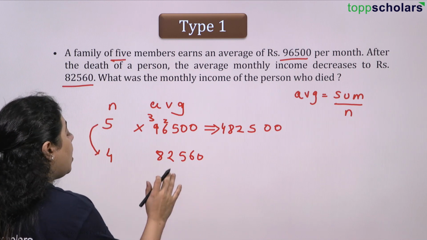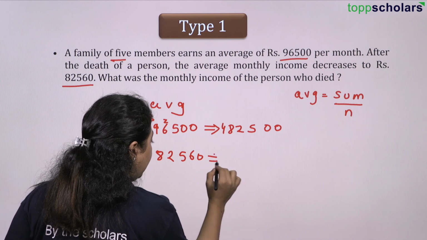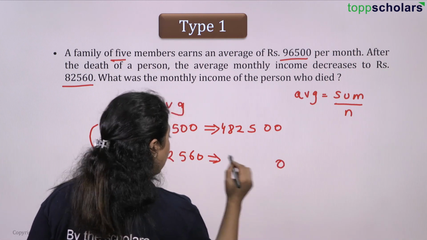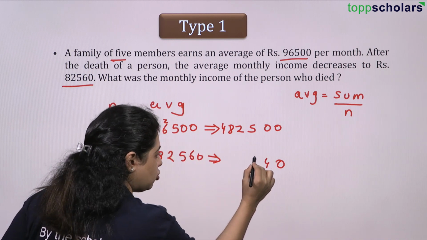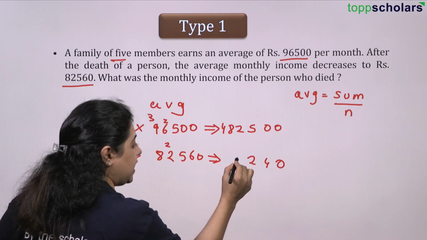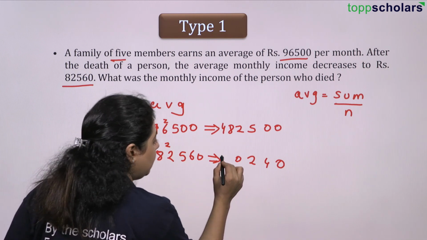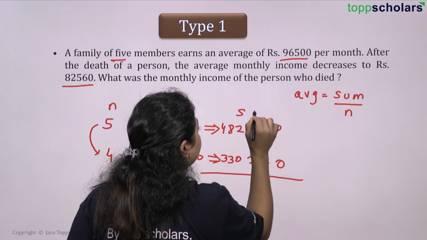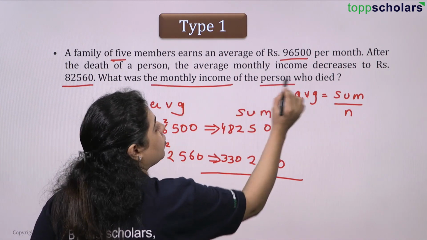Okay. Now, coming to after the person has died. So now we have 82,560 into 4. When we do the multiplication, 6 into 4 gives us 24, 2 carry, 5 4s are 20 plus 2, 22. 4 into 2 is 8, 8 plus 2 is 10. And 8 into 4 is 32 plus 1, 33. Now, the difference between the sums will be the monthly income of the person who died.